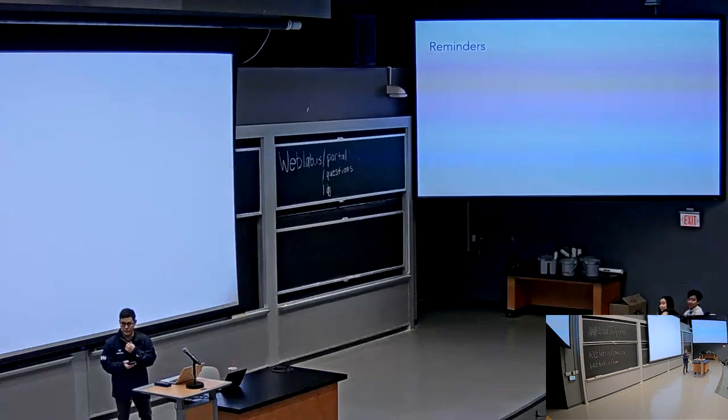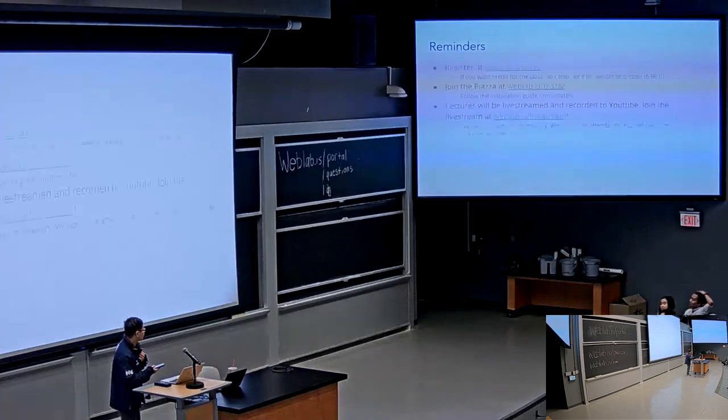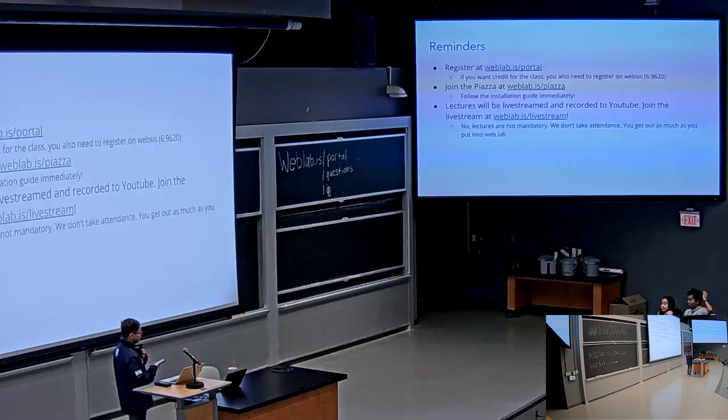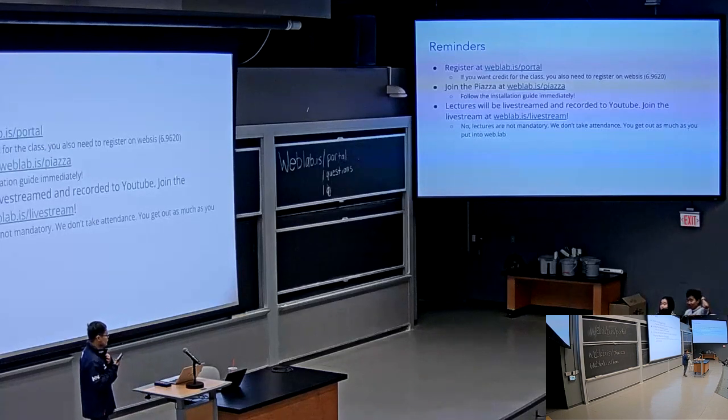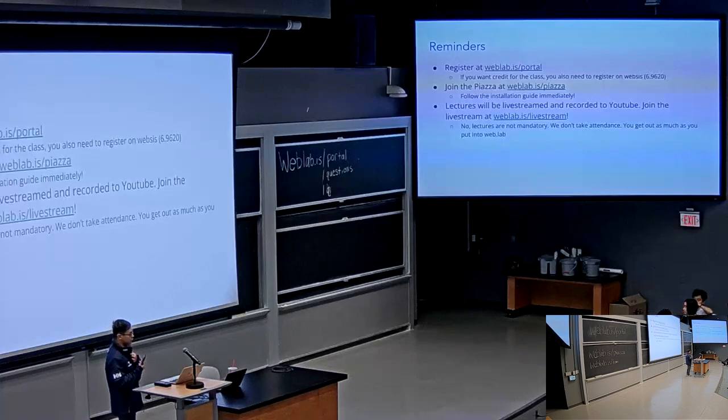So a couple reminders before we get started. Please register at web.lab.is/portal if you haven't already. This is going to be subscribing you to all class announcements and giving you access to creating a team, creating a repo, and submitting your milestones. So please register. Also, if you want class credit, you'll need to register on WebSys officially with the course number 6.9620.